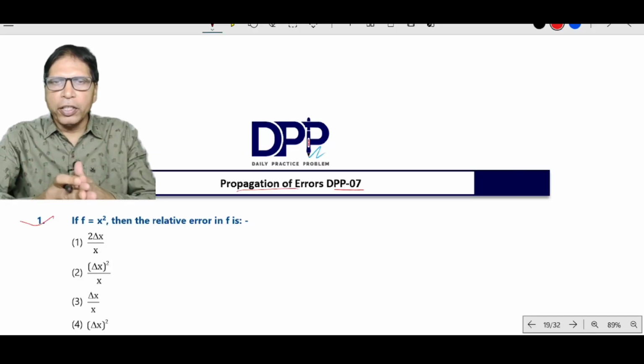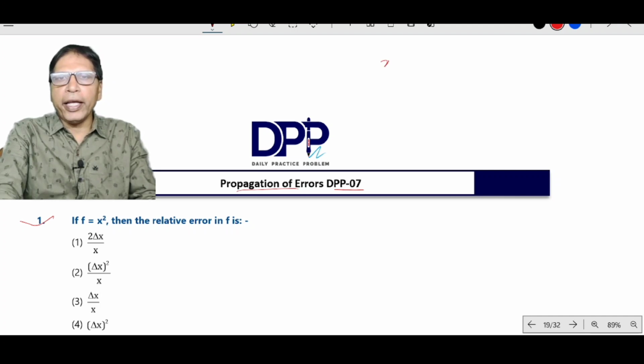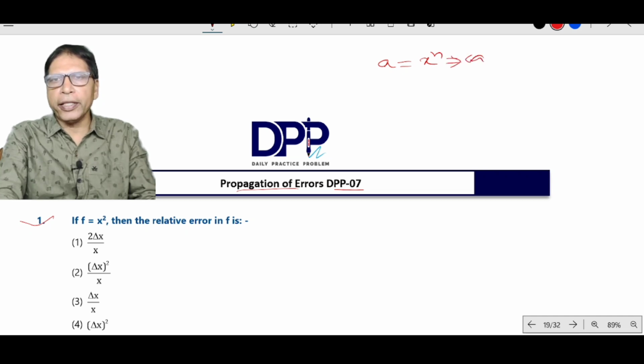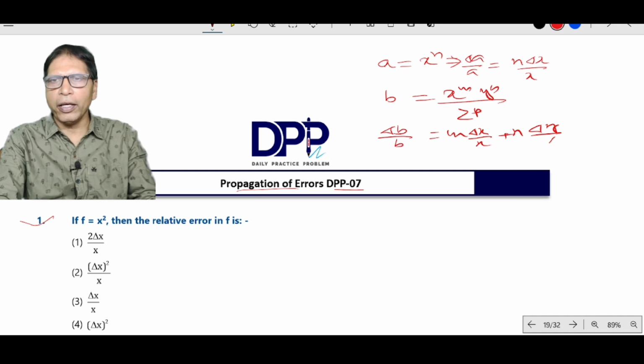Now, the formula needed for these numericals. Look at this. If a equals x to the power n, then the relative error of a, that is delta a by a, equals n delta x by x. If b equals x to the power m, y to the power n divided by z to the power p, then delta b by b equals m delta x by x plus n delta y by y plus p delta z by z.